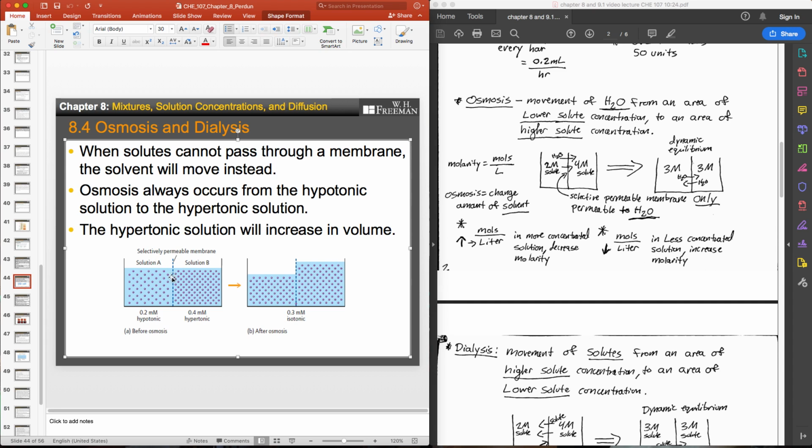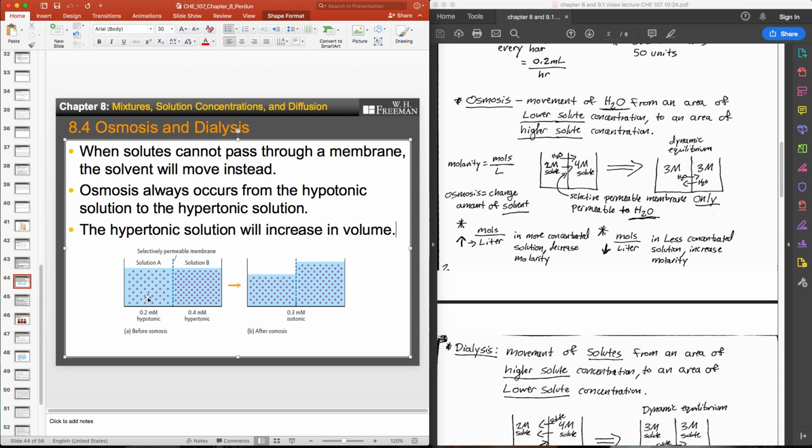And so if we have this selectively permeable membrane, we only allow water to go through, then the water will travel from the area of lower solute concentration to the area of higher solute concentration, therefore successfully increasing the volume on the right until both sides have the same molarity and the same concentration. And now we would consider this isotonic, right? Both of them have the same solute concentration, therefore they're both isotonic compared to each other.